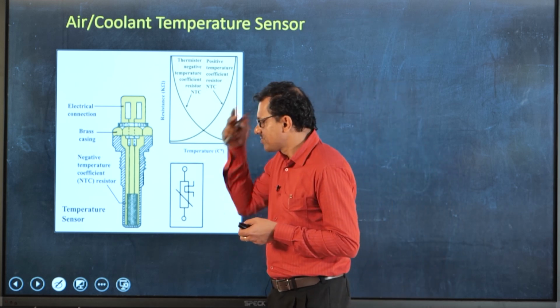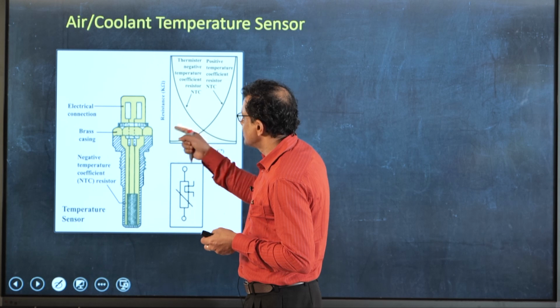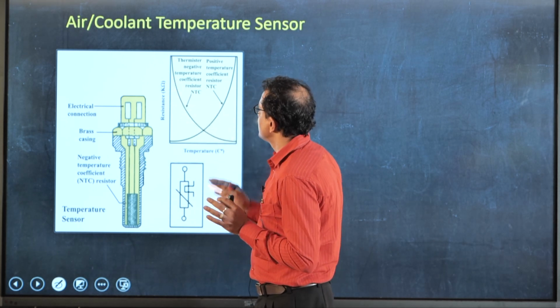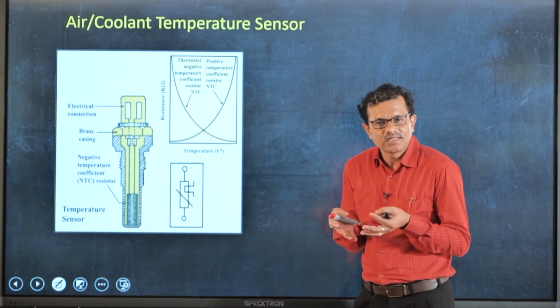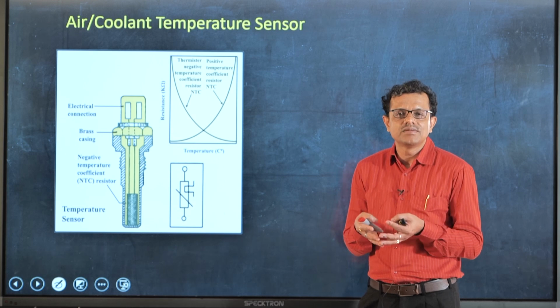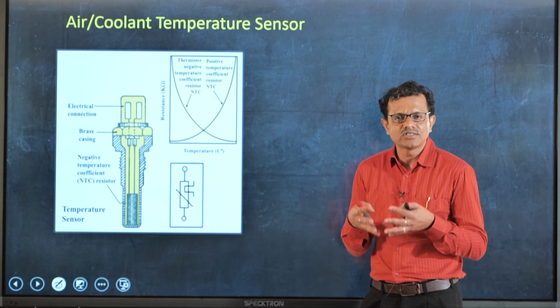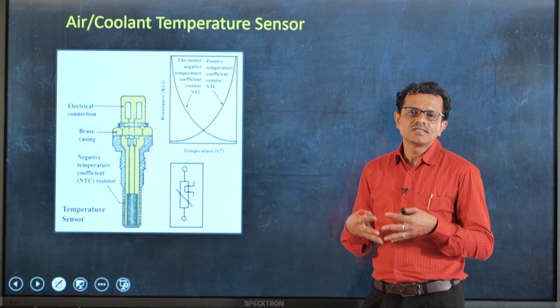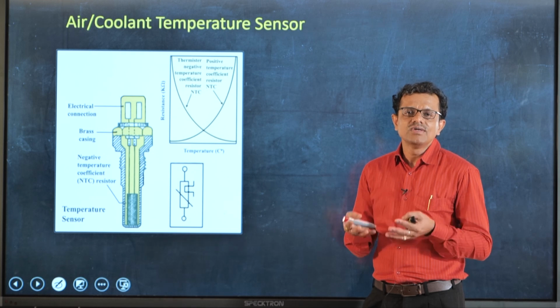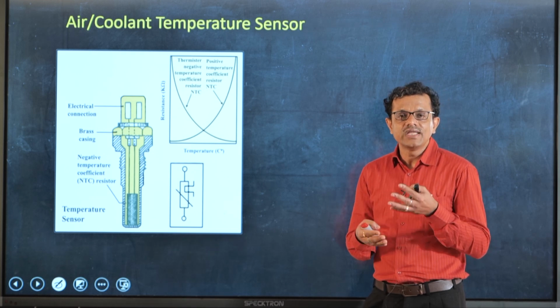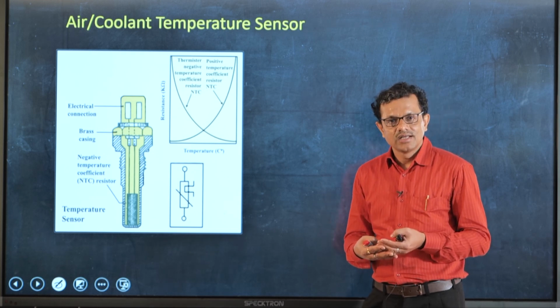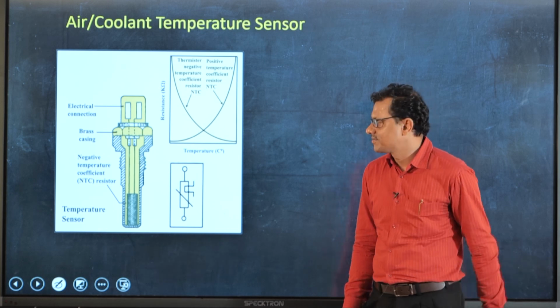So, what we can see is that this sensor, which is the air and coolant temperature sensor, because as I told you, the same sensor can be used to measure the temperature of incoming air. The same sensor can be used to measure the cooling water temperature, so as to know indirectly the temperature of the engine block or engine cylinder.